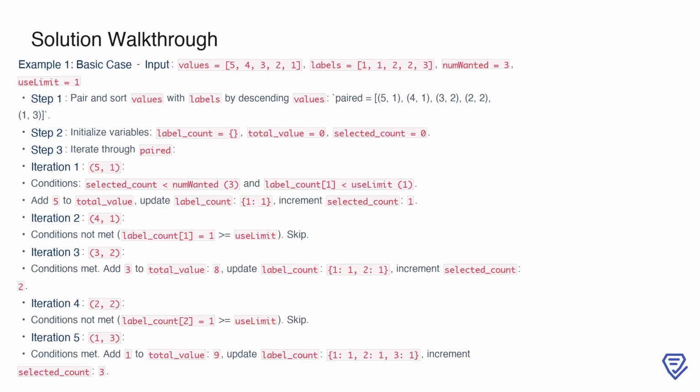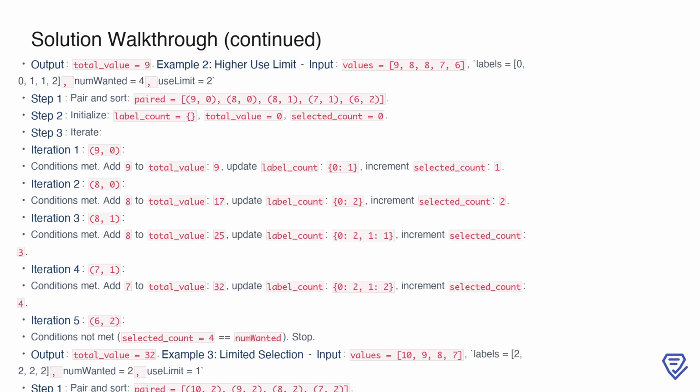At this point, we have selected the maximum possible items while adhering to the constraints. The output for this example is total_value equals 9. Now, consider a second example where we increased the use limit to 2. The input values are 9, 8, 8, 7, 6, labels are 0, 0, 1, 1, 2, num_wanted is 4, and use_limit is 2.